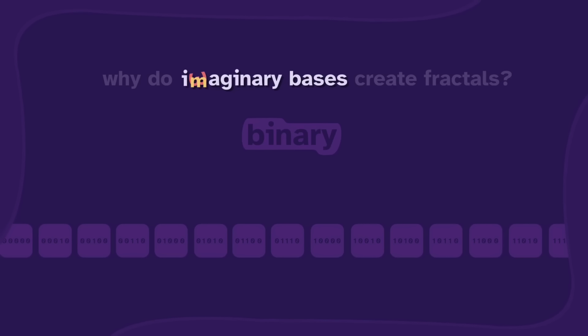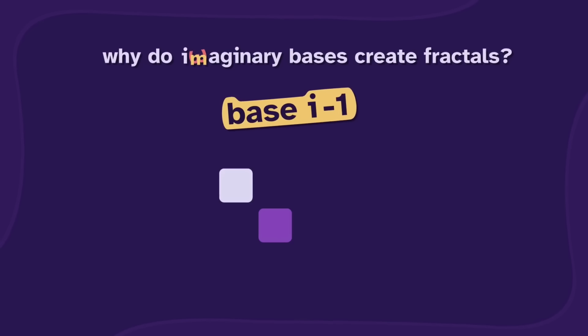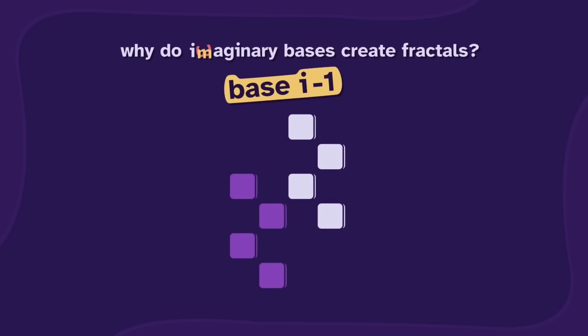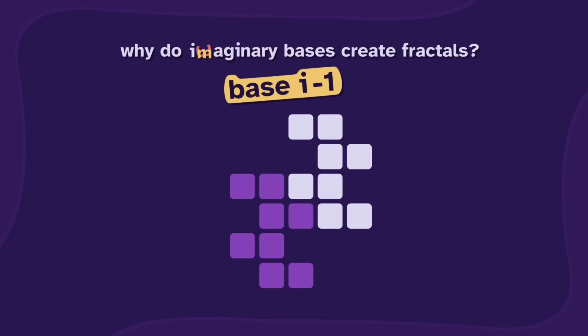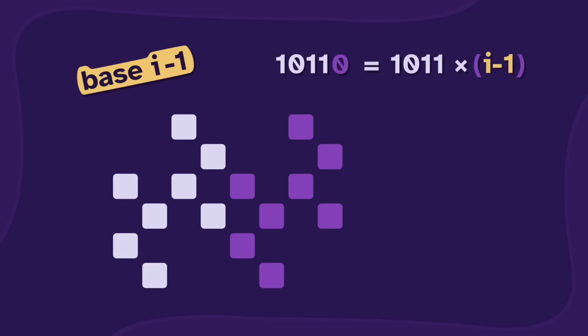Wait, the whole point is the imaginary bases. So let's try this process with base i minus 1. We start with our single digits and then slap a 0, give birth, slap a 0, give birth. Notice, each time we slap a 0, the shape spins and grows. If we take some number and slap a 0 on the end, that's the same as multiplying it by the base. And here's the key.